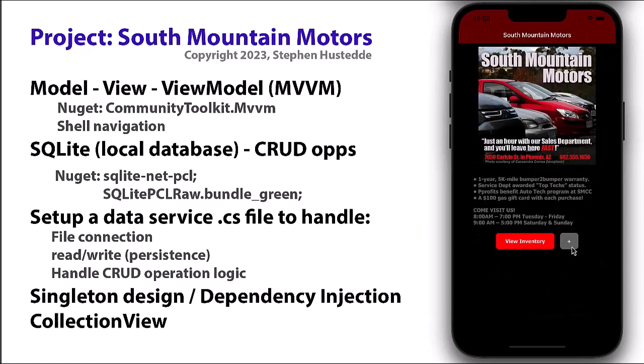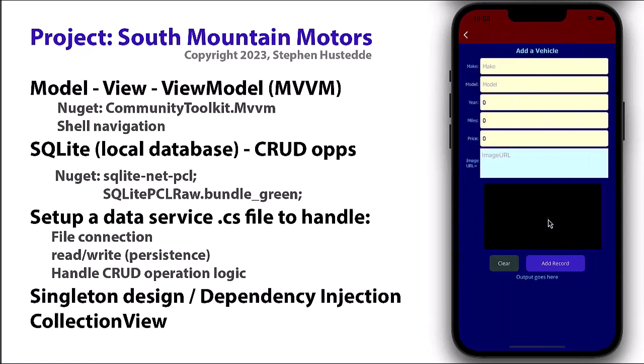I'm going to go back to the main page and click the plus sign to go to the add car page. And I'm going to add a Buick Encore. The year will be 2017. It's going to have 98,347 miles. And we'll say the price is $85.40.